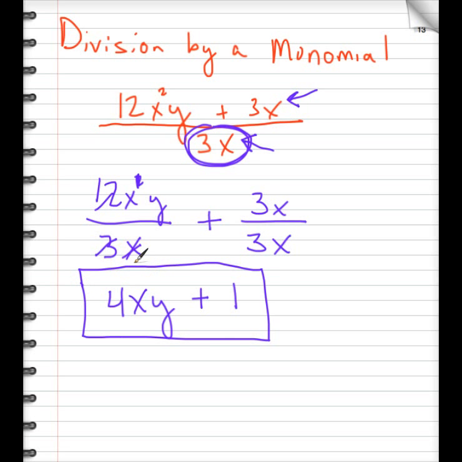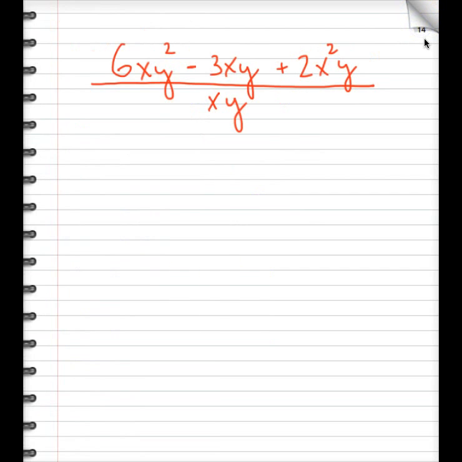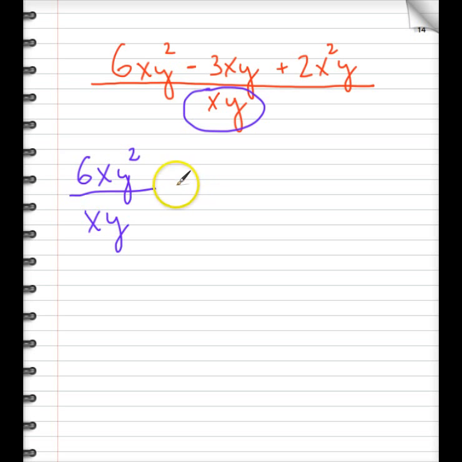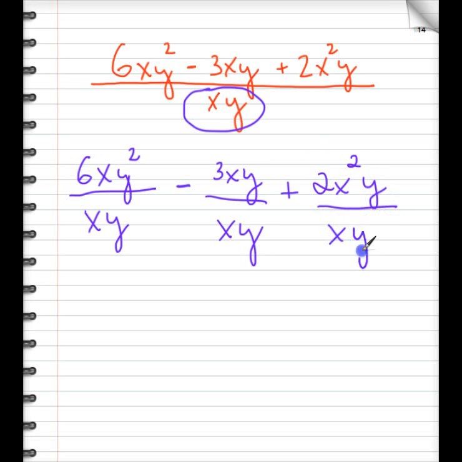Again, dividing by a monomial is pretty much just simplifying. We'll look at one more example. This time, we have a trinomial divided by a monomial of xy. So again, we'll split it up into the 3 different pieces in this case. We have 6xy squared divided by xy minus 3xy divided by xy plus 2x squared y divided by xy.